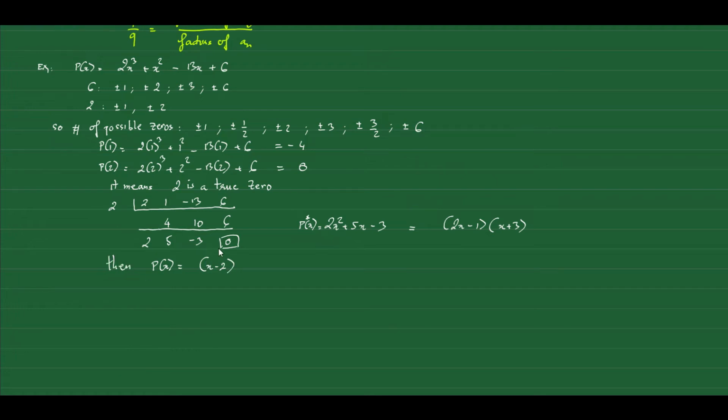2x minus 1 and x plus 3. And now we factor this polynomial completely.